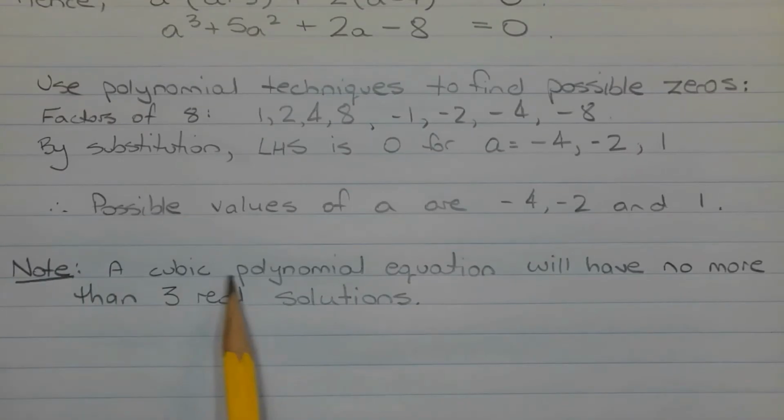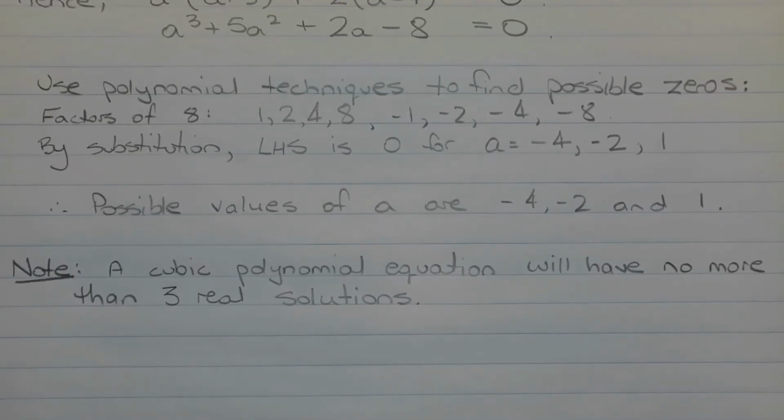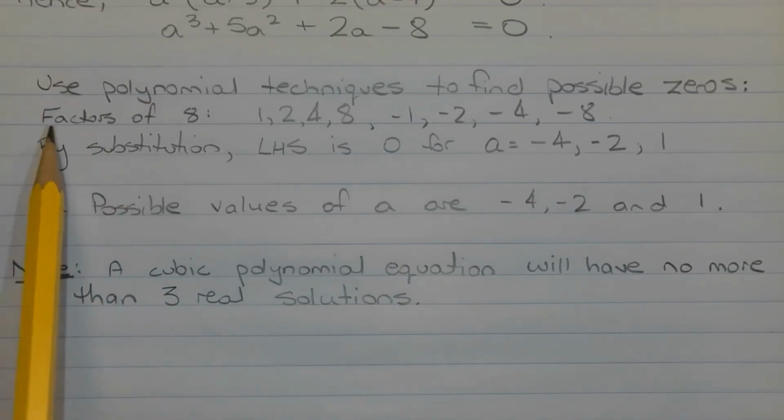As a side note, a cubic polynomial equation, that is, a polynomial equation of degree 3, similar to the equation that we just solved, will have no more than 3 real solutions by the fundamental theorem of algebra. And it just so happens that we found 3 real values of a, that is negative 4, negative 2, and 1, that satisfy this equation, which is why we can end the solution at that point. If we only found one possible value of a by considering factors of the constant term, we may then need to use polynomial division to try and find other possible values.